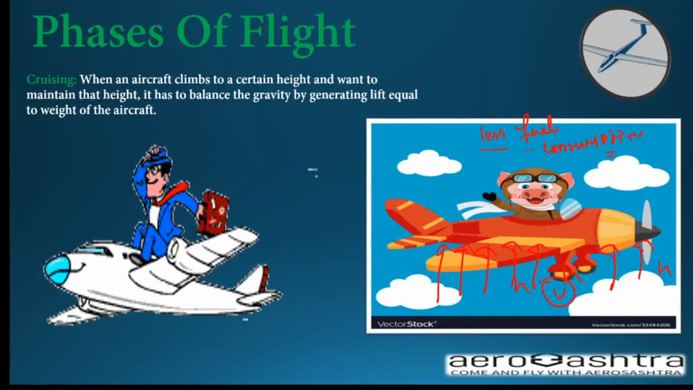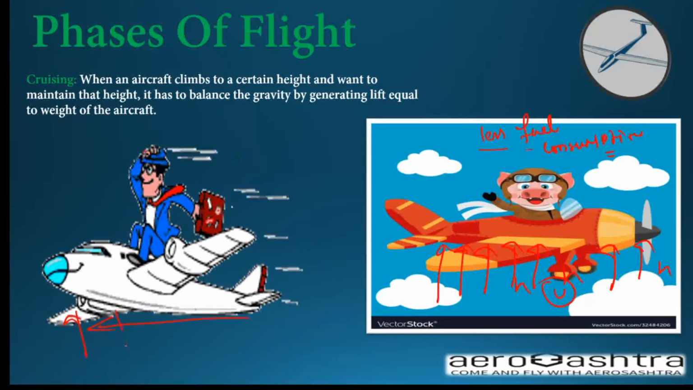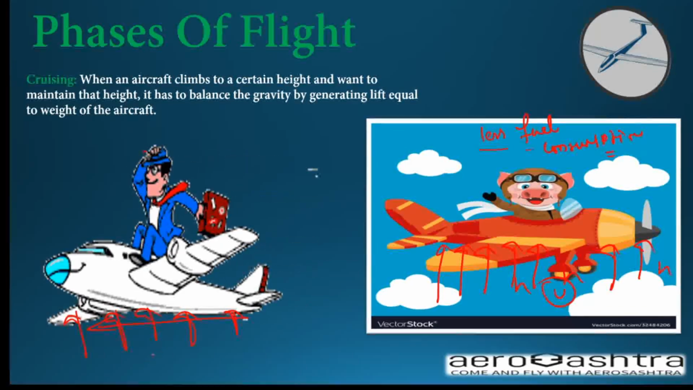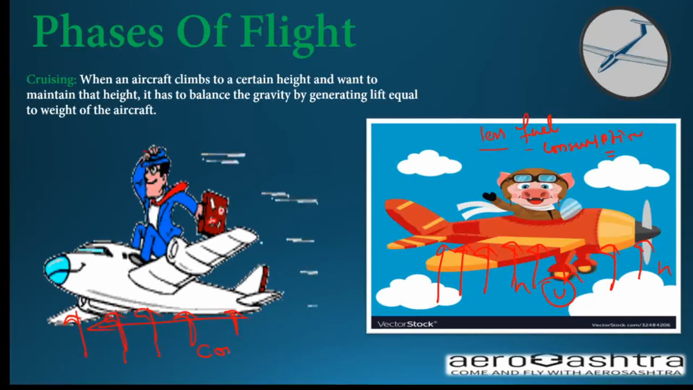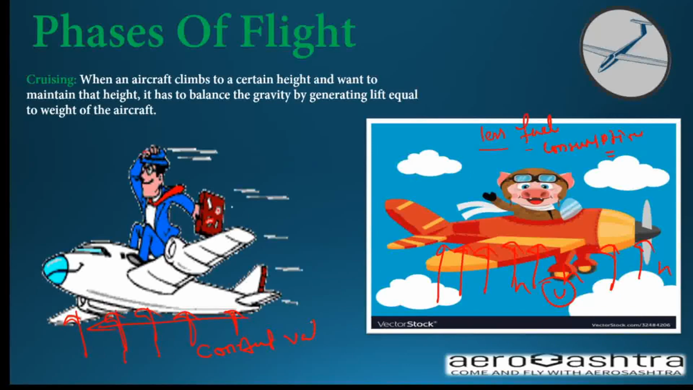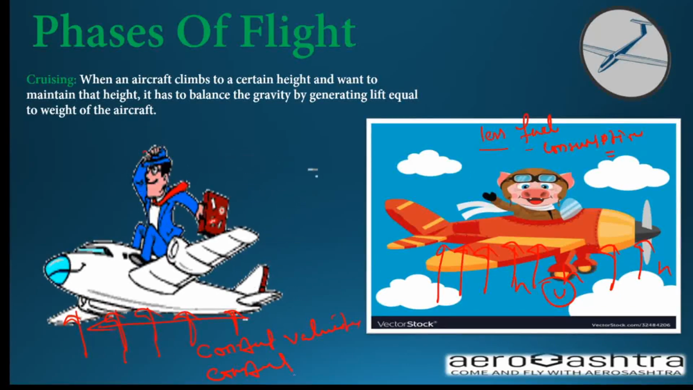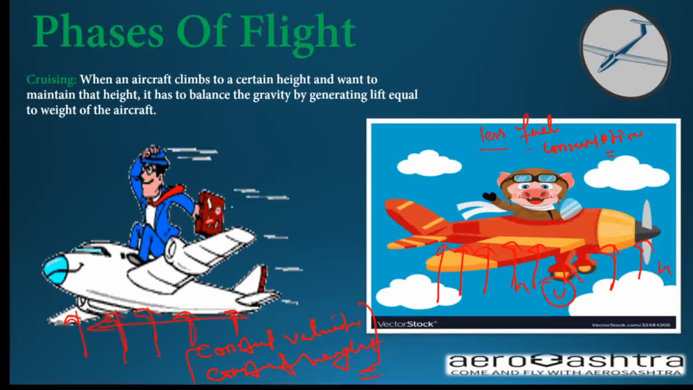Here on the left side, you can see one man sitting on a plane, and it is just cruising. Cruising means he is enjoying the flight, because there is not much deviation in the flight, as it has constant velocity and constant height. If you have constant velocity and constant height, then everything will be fine.